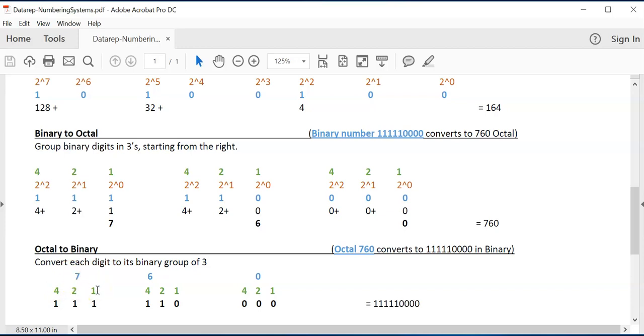Now, some people like to just memorize what 7 means, what 6 means, and so on, and just put that. That's okay, but if you do this method, you don't need to memorize anything. So that's the one I'm teaching you.